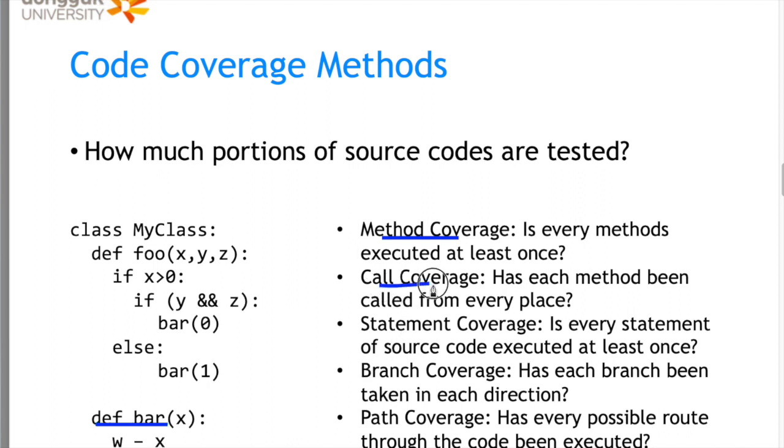Call coverage means that wherever there is a function call, all the calls should be executed from your test sample. Statement coverage means all the statements in your source code should be executed. For branch and path coverage, every branch and every path should be executed from your test sample. And this should be the minimum. You can add more test samples, but this is the minimum.